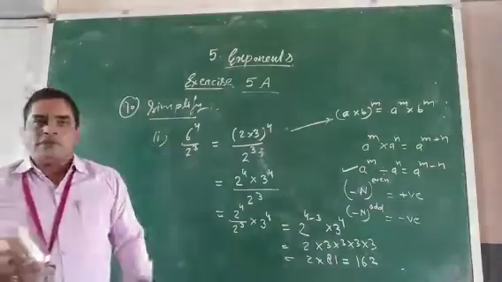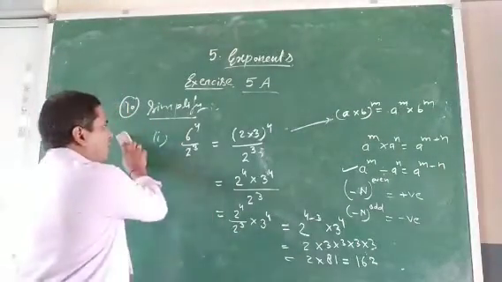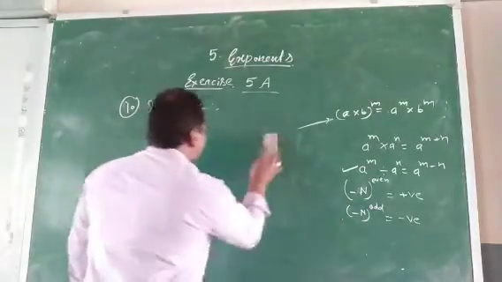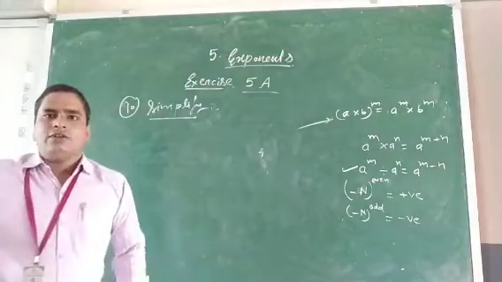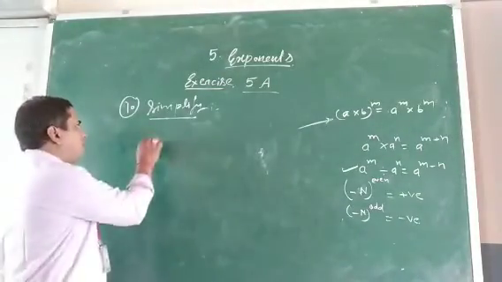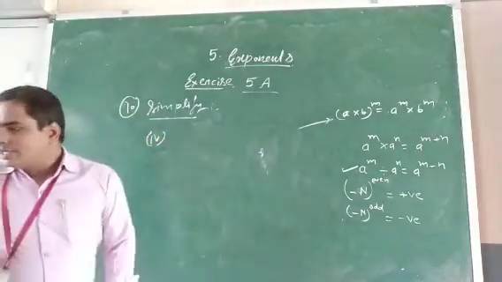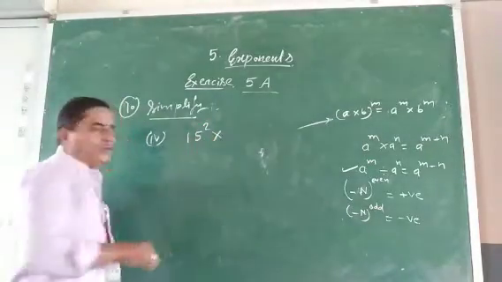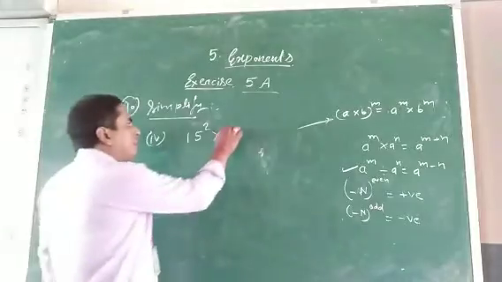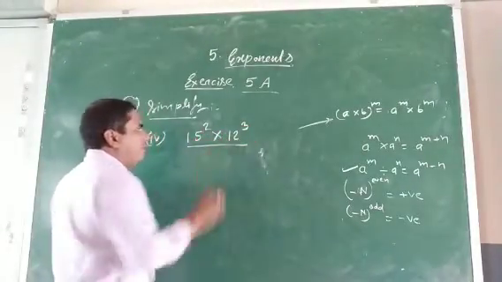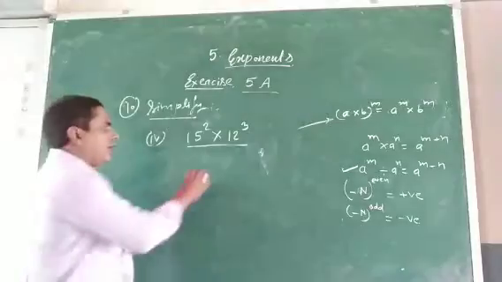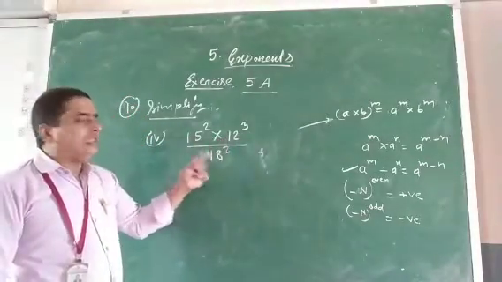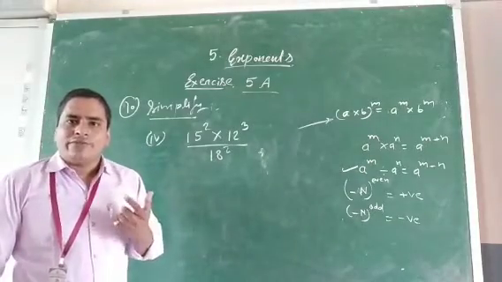Now one more question we will discuss, the last part, the fourth part of question 10. Okay, students, see here. What is given? 15 to the power 2 into 12 to the power 3 upon 18 to the power 2. Again, just write all these in prime factor form.